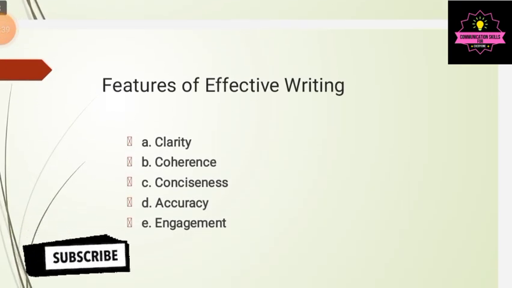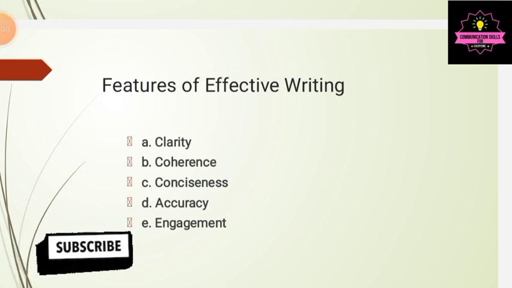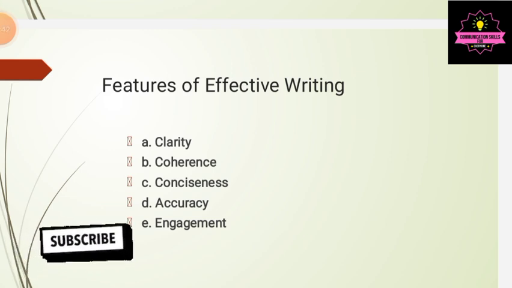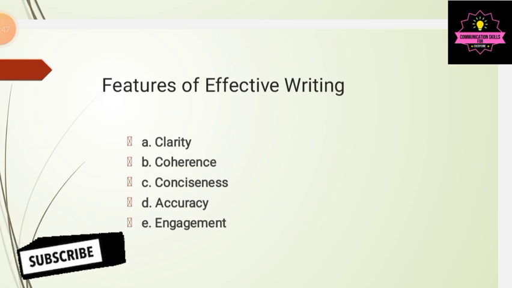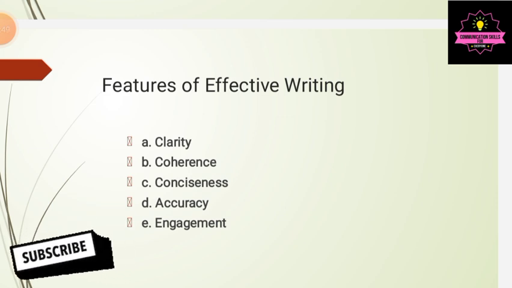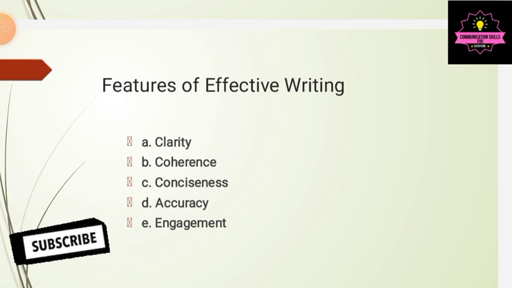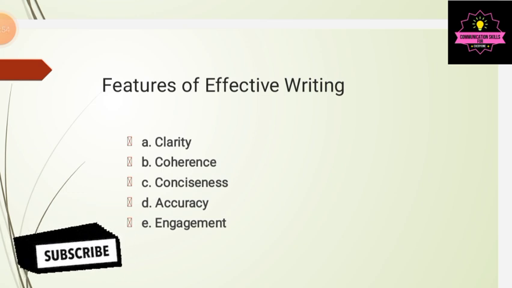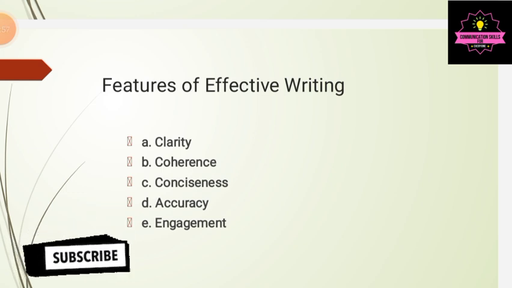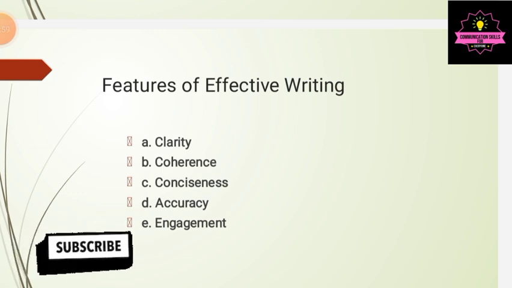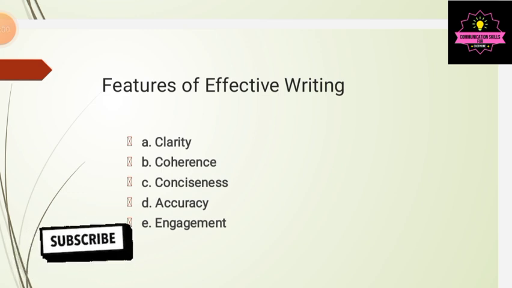Next, moving to the features of effective writing. Regardless of the type, effective writing shares certain features. First one, clarity. Writing should be clear and easily understood. Use simple language to make your writing clear, and avoid jargon and complex words. Ensure logical flow of ideas, that is, organize your thoughts coherently.